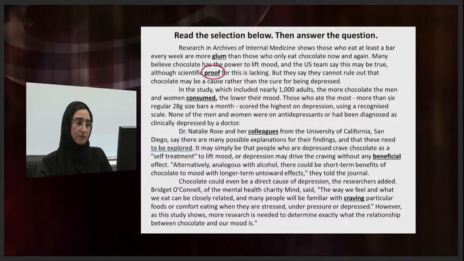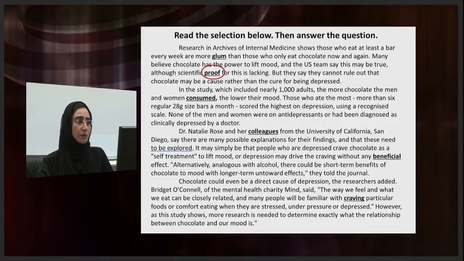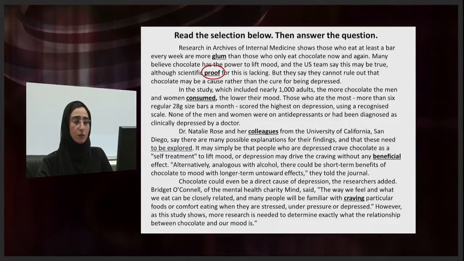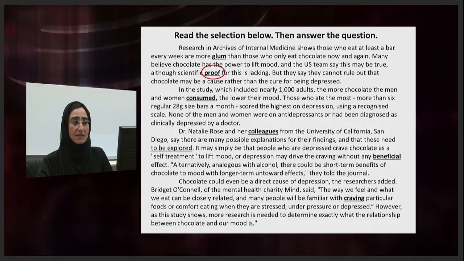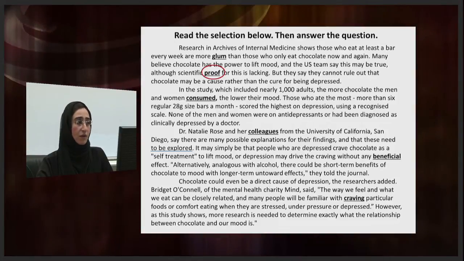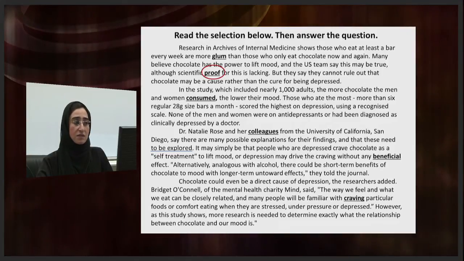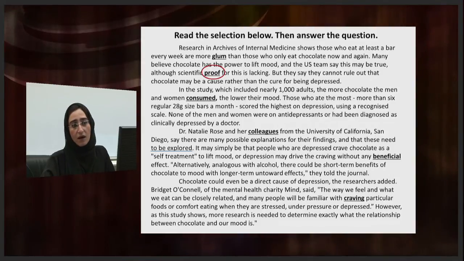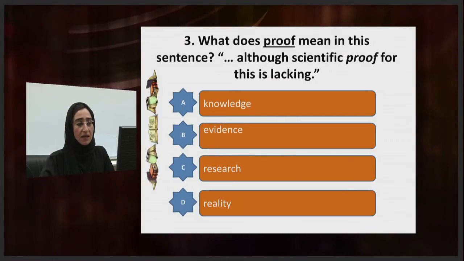First, you need to go through the reading text, find the word itself and try to guess the meaning through context. And then if you didn't get the meaning, try to find the word class of the word, then the prefix or the suffix of the word. So let's go back to the text. Many people believe chocolate has the power to lift mood, and the US team say this may be true, although scientific proof for this is lacking. Okay, so you got the meaning through the context, and the meaning is evidence.